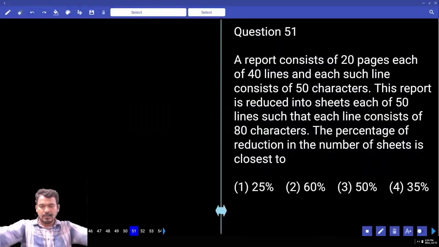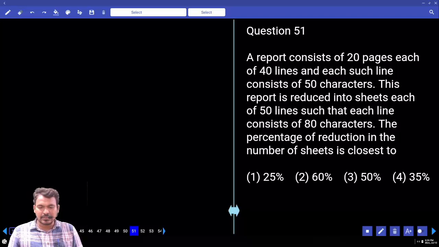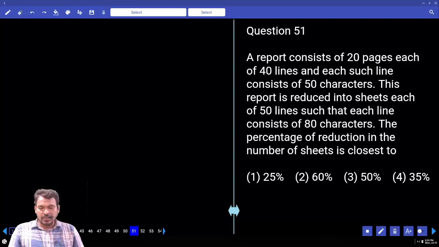51. A report consists of 20 pages, each of 40 lines, and each such line consists of 50 characters. This report is reduced into sheets, each of 50 lines, such that each line consists of 80 characters. The percentage of reduction in the number of sheets closest to 2, how much?